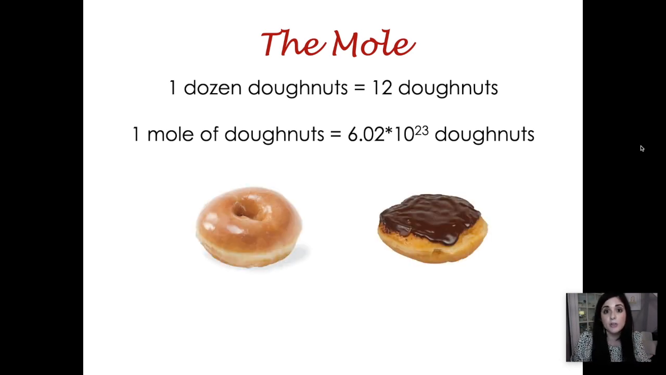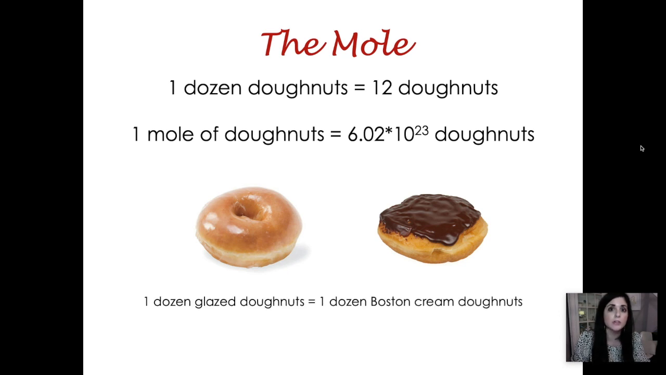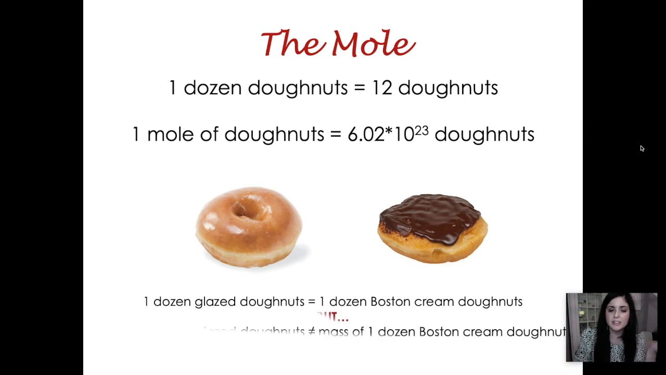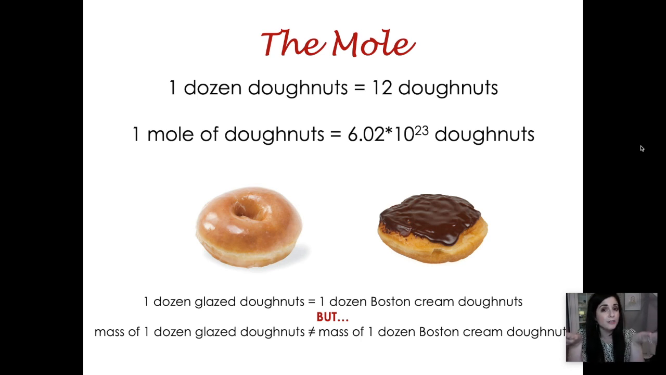So let's say you go to Dunkin' Donuts and you order a dozen glazed donuts and you order a dozen Boston cream filled donuts. You have 12 of each of them, right? Because that's what a dozen is. You have 12 glazed and you have 12 Boston cream. So you have both of those dozen in your hands. You have one in this hand and one in this hand. However, although you have the same number of each of those donuts, the mass of those dozen each is going to be very different. The mass of a dozen glazed donuts is not the same as the mass of a dozen Boston cream filled donuts.